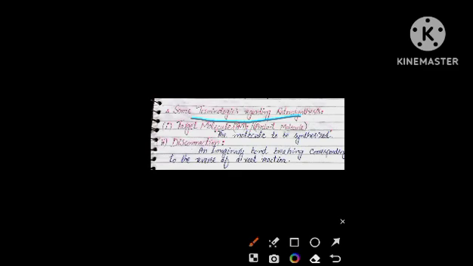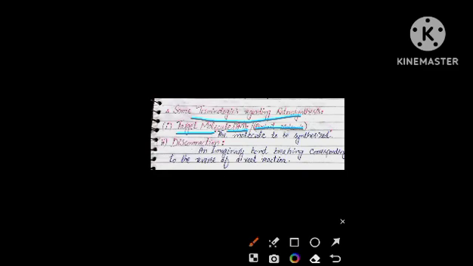The first terminology is target molecule, TM in capital letters, also said to be the product molecule. What is a target molecule? Students, the molecule to be synthesized is said to be the target molecule.